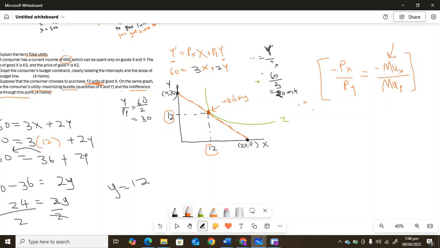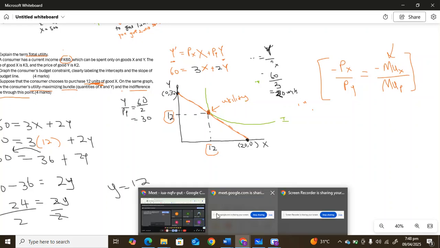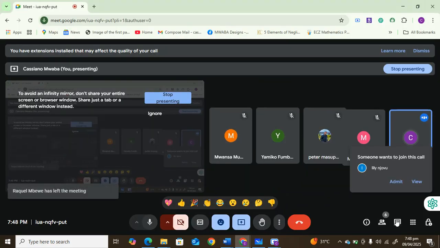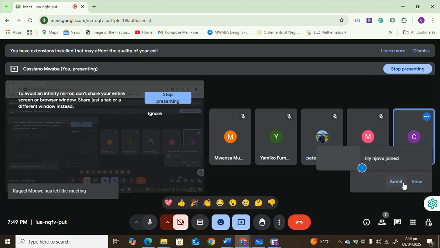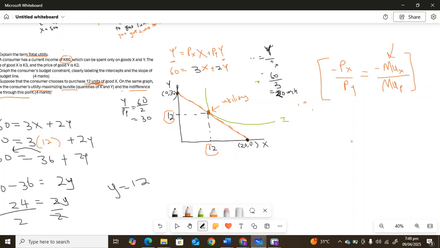What this MU represents is the marginal utility of good X. When we say marginal utility, we're just talking about the additional satisfaction you get whenever you consume good X. That is the marginal utility of X. MUY is the marginal utility of good Y, the additional satisfaction you get when you consume an extra unit of good Y.